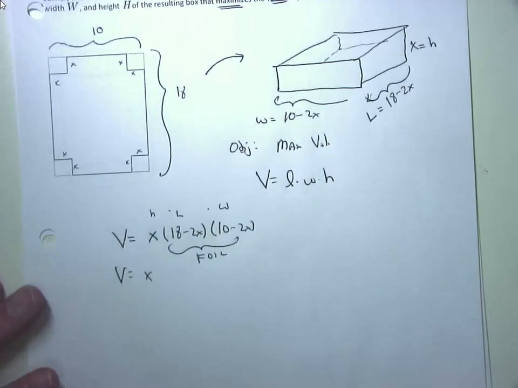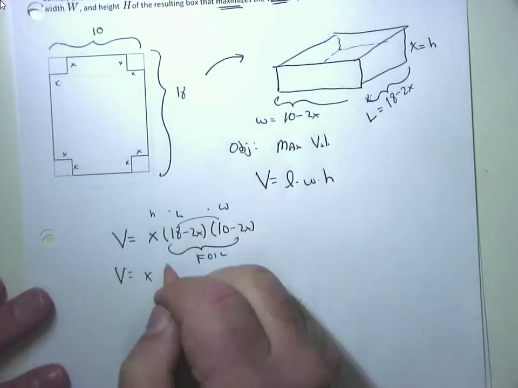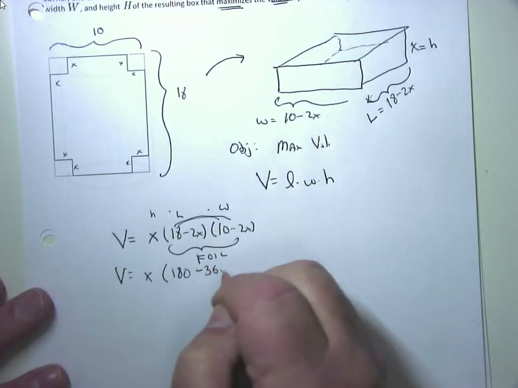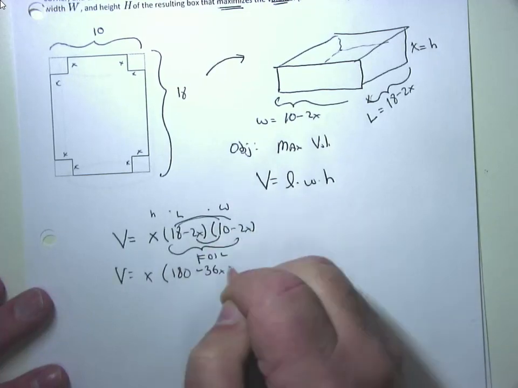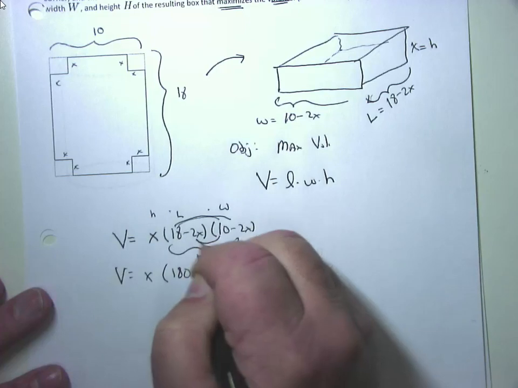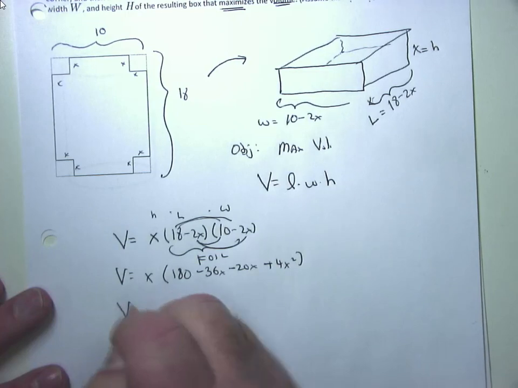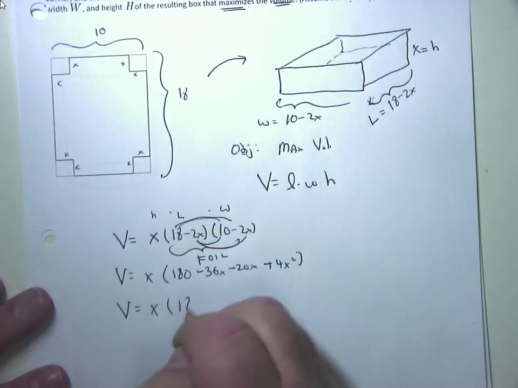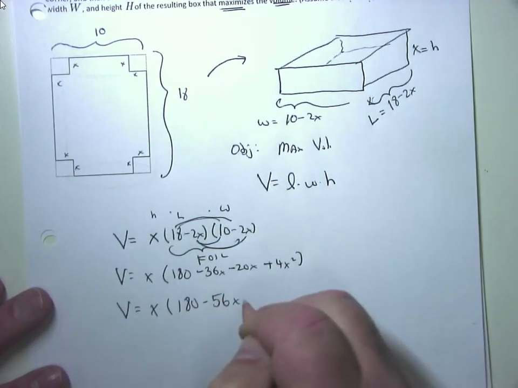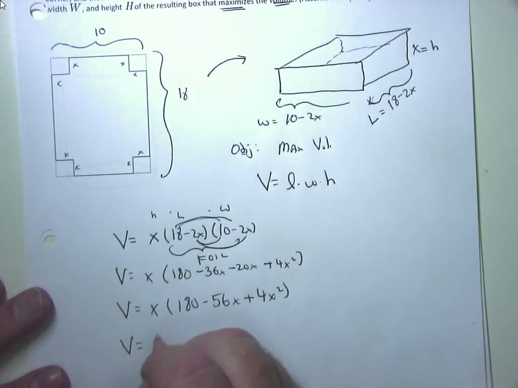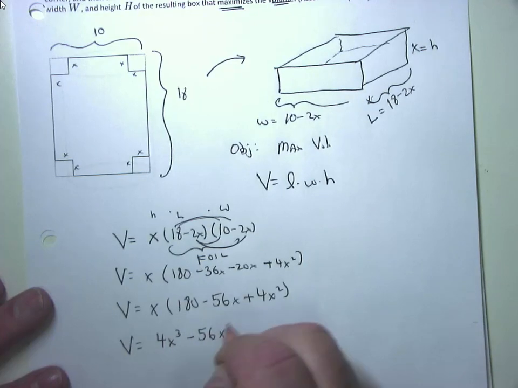Okay? So it'll be 18 times 10, which is 180. 18 times 2x is minus 36x. Minus 2x times 10, which is another minus 20x. And a minus 2x times a minus 2x is a plus 4x squared. So volume is equal to x times 180 minus 56x plus 4x squared. Now I'm going to distribute the x and get 4x cubed minus 56x squared plus 180x.